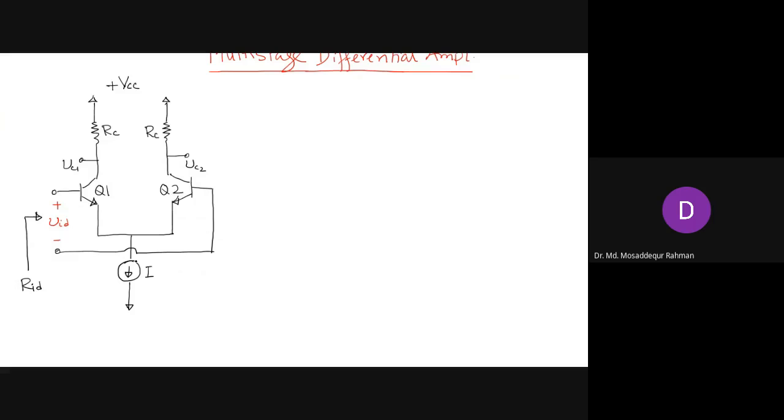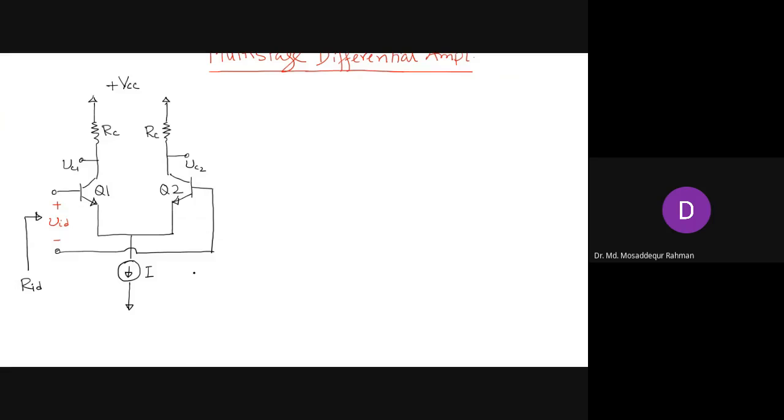So today's topic is the multi-stage differential amplifier. So far we have discussed the differential amplifier, which you can also call the single stage. We have learned how to analyze it and determine its different parameters, like the gain and the input and output resistances.